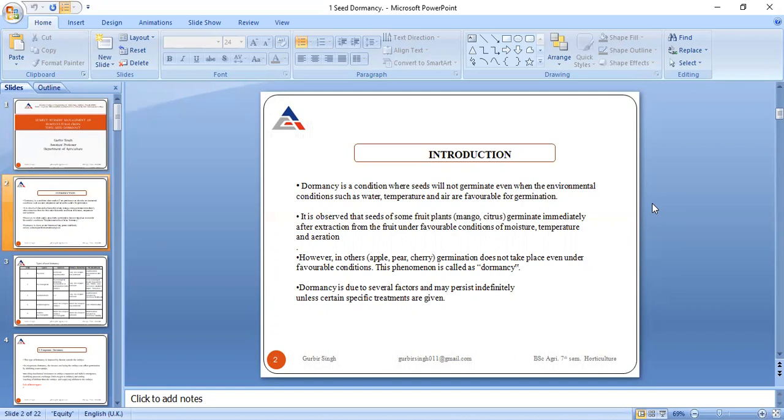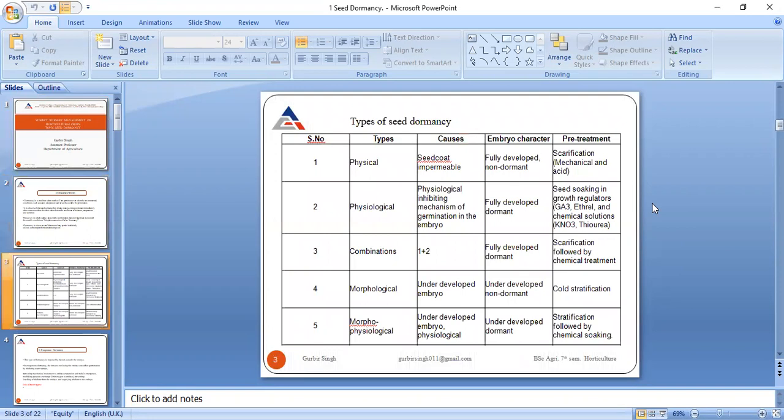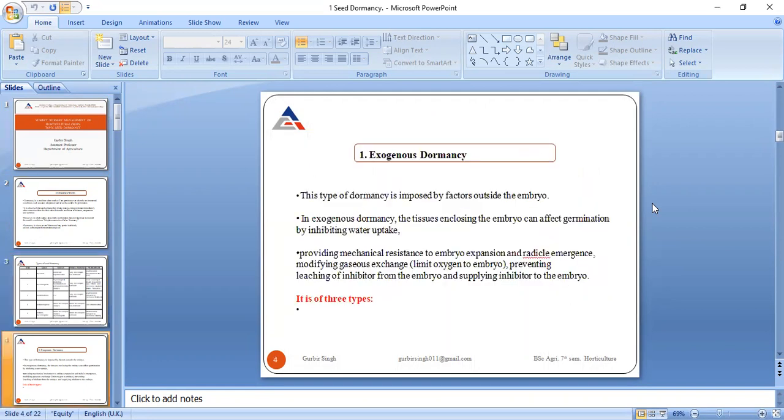Dormancy is due to several factors. Next is the types of seed dormancy: physical, physiological, combination, morphological, and morphophysiological. First one is exogenous dormancy. This dormancy is imposed by outward factors of the embryo.